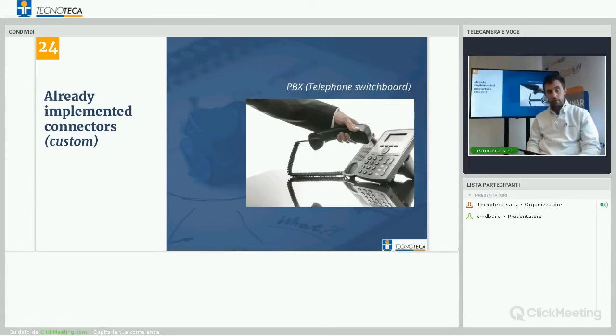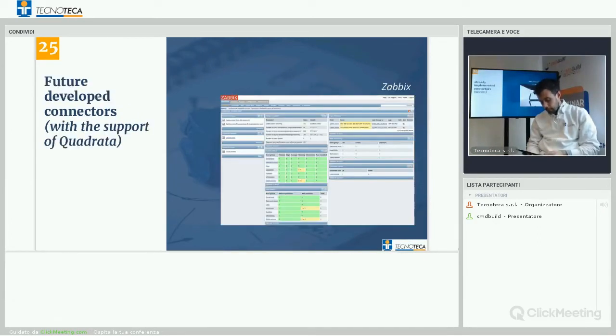Both those that are standard, so you can find them when you download CMDBuild Ready to Use, and those that are custom made, so specific for our customers. The one we're working on right now is the one with Zabbix. Zabbix, of course, is a monitoring solution for network monitoring. We are working with an Italian company called Quadrata to create a specific connector.